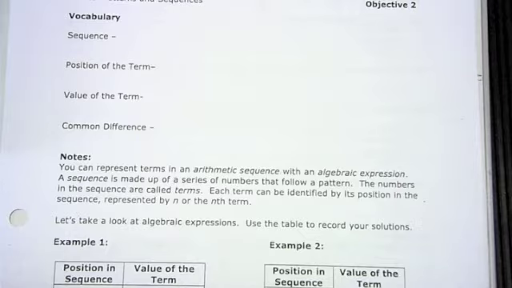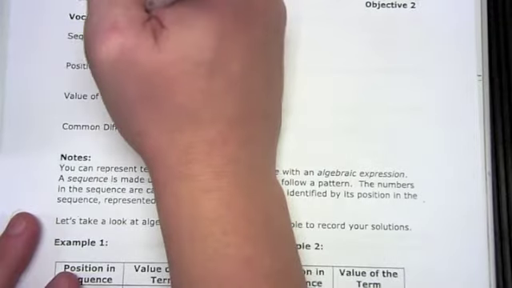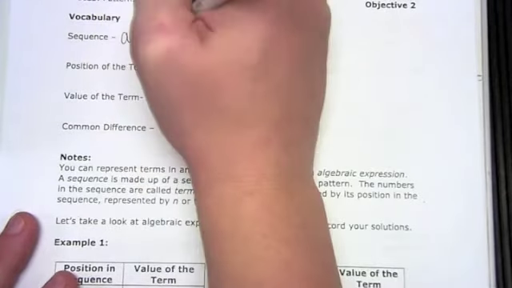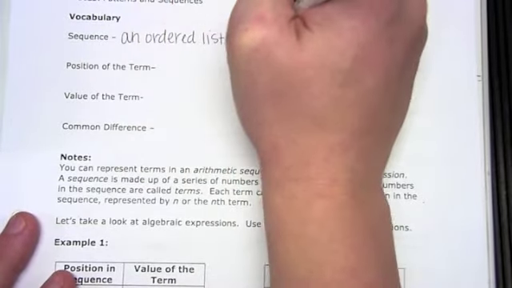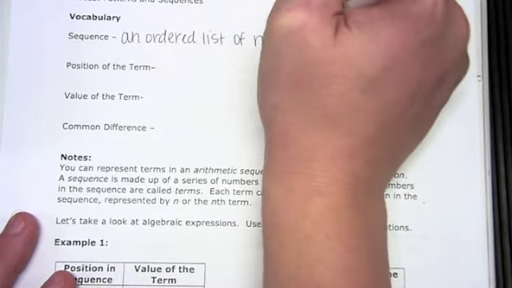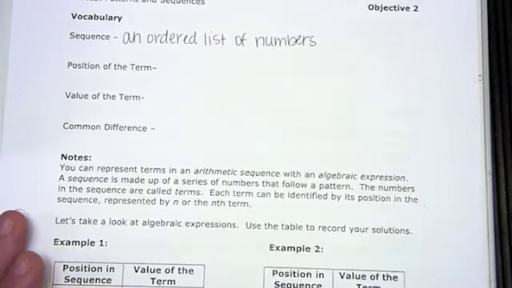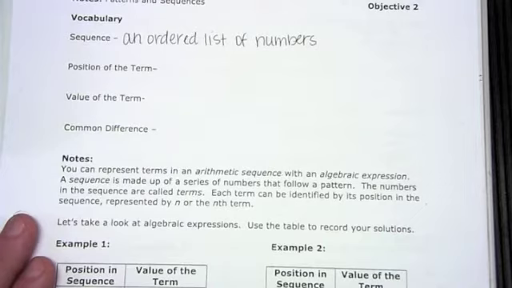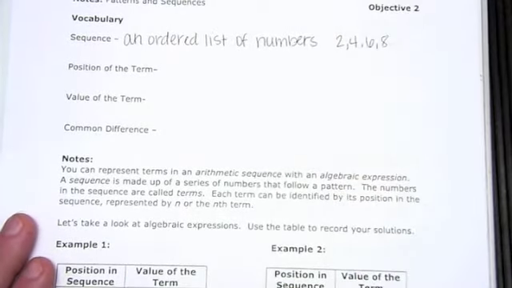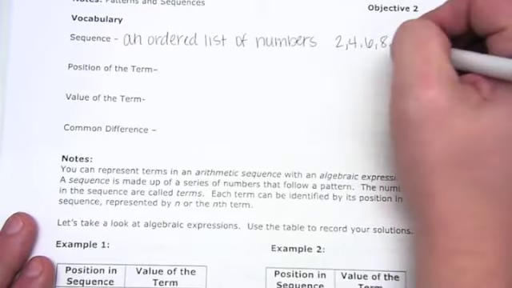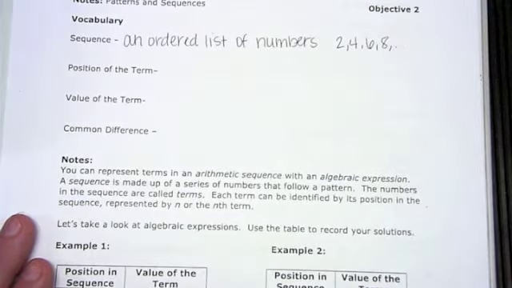Our first vocabulary word is sequence. And a sequence is kind of self-explanatory if you know what it means to have something in sequence. But a sequence is an ordered list of numbers. An ordered list of numbers. So for example, 2, 4, 6, 8 would be a sequence of numbers, and that sequence could keep going.